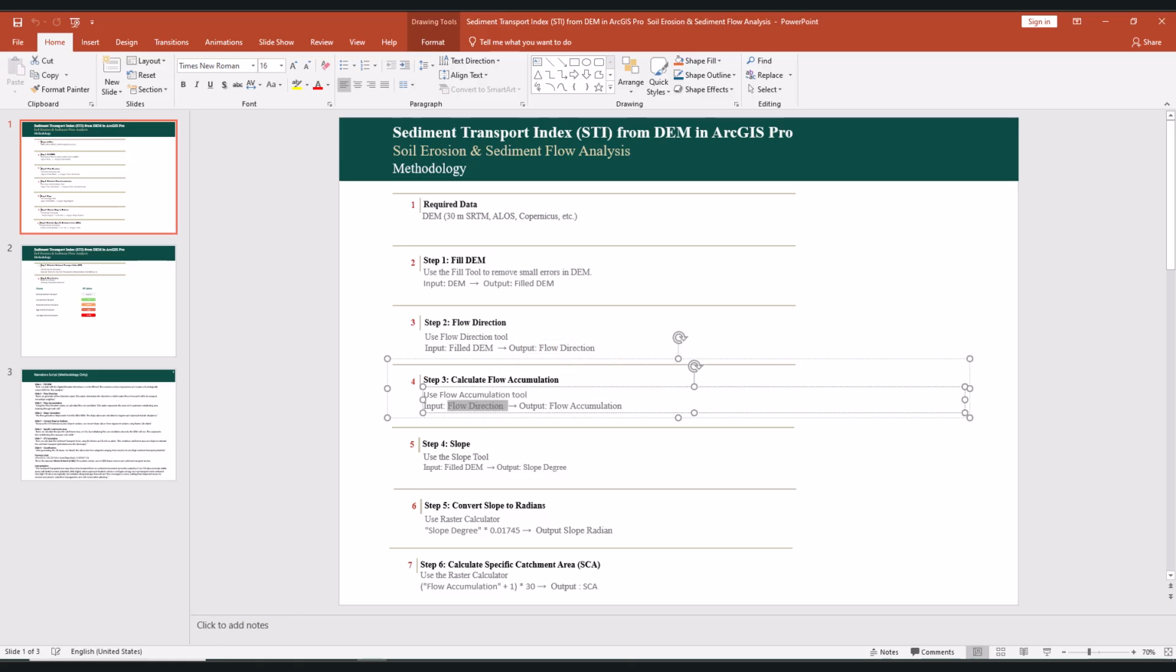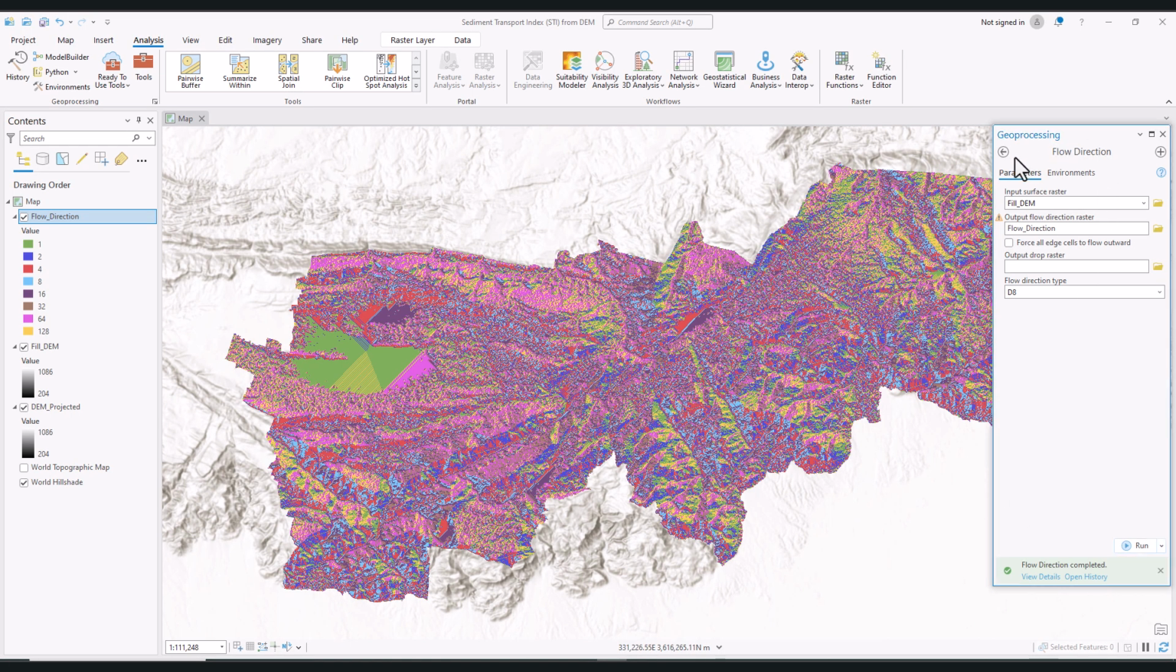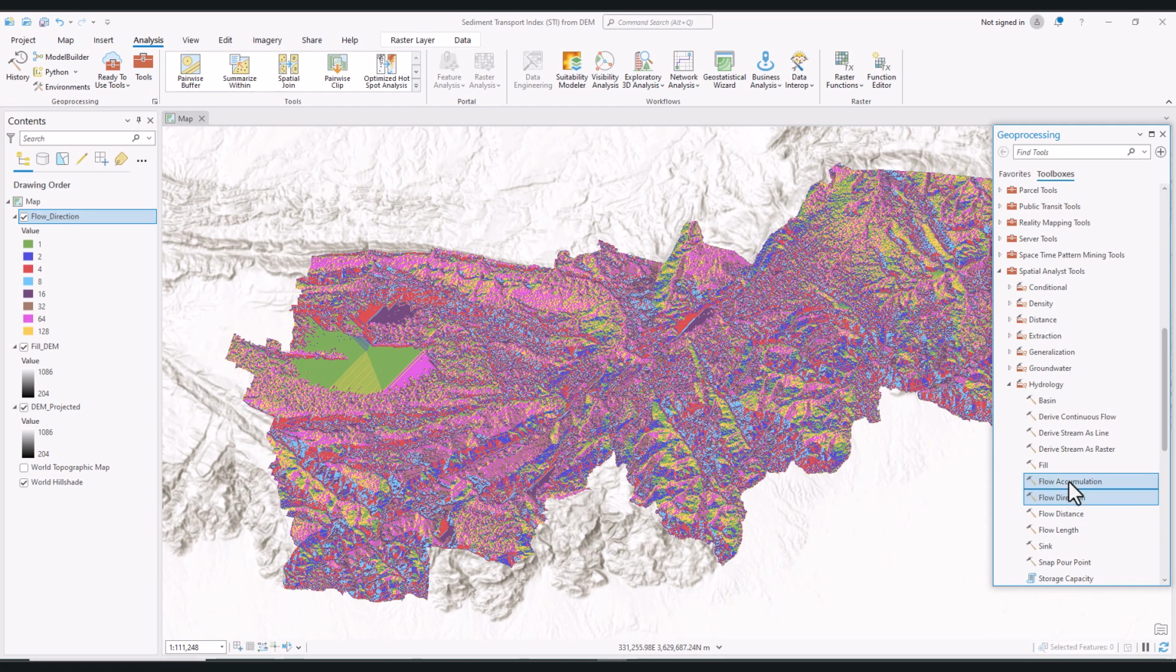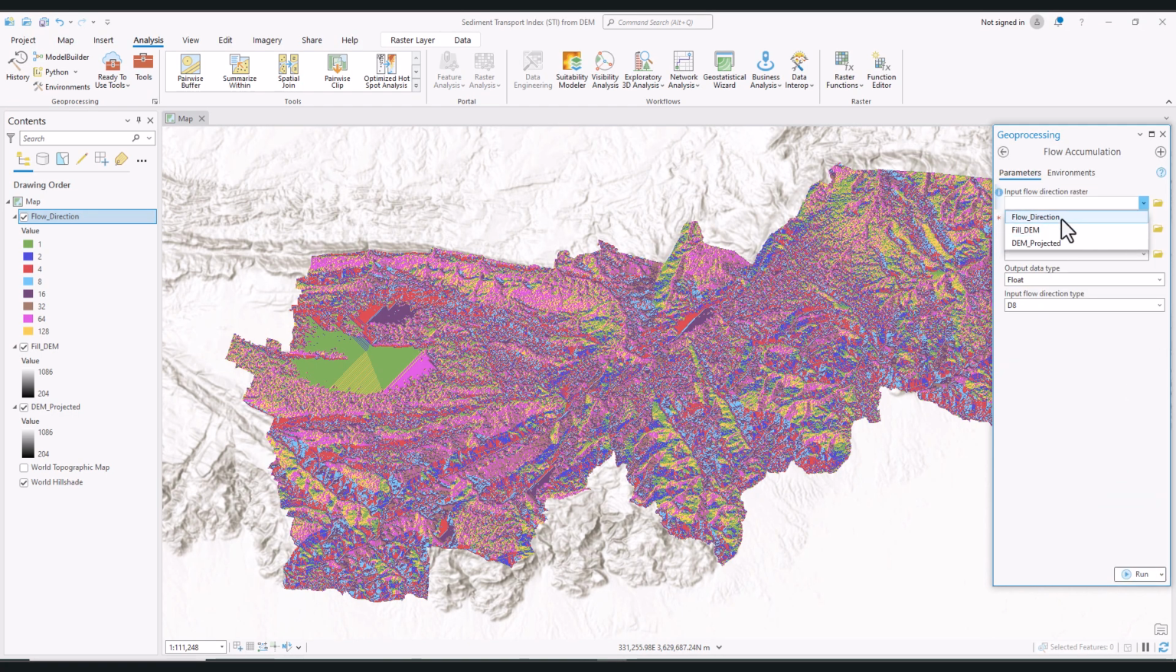Using the flow direction raster, we calculate flow accumulation. This raster represents the amount of upstream contributing area draining through each cell.